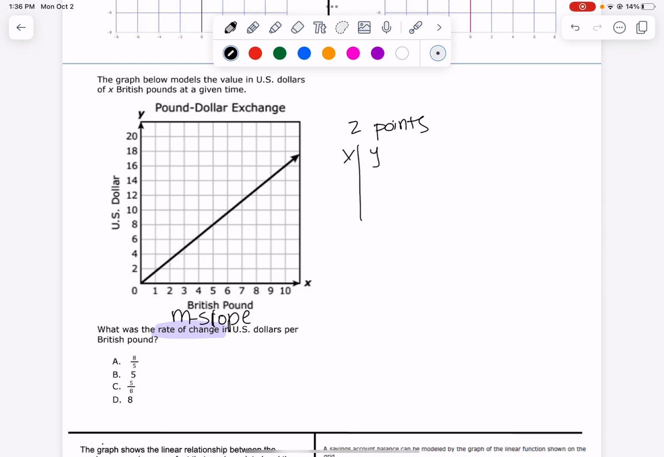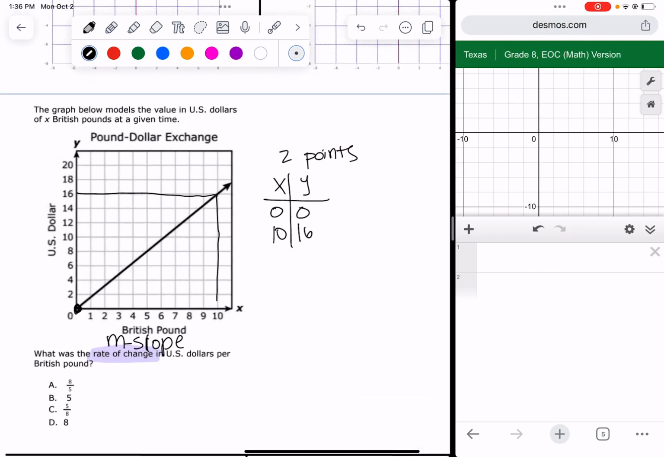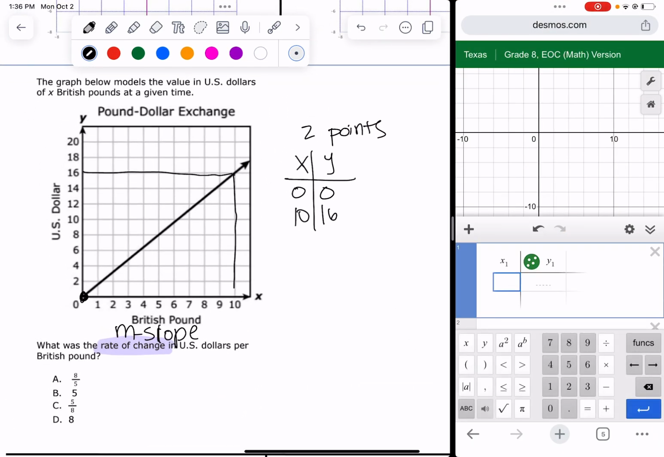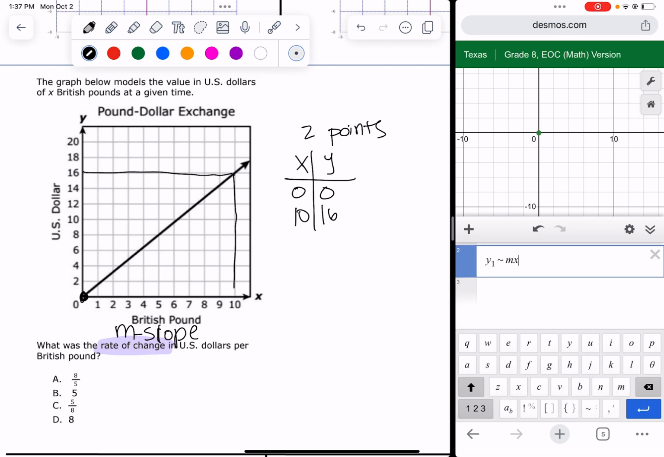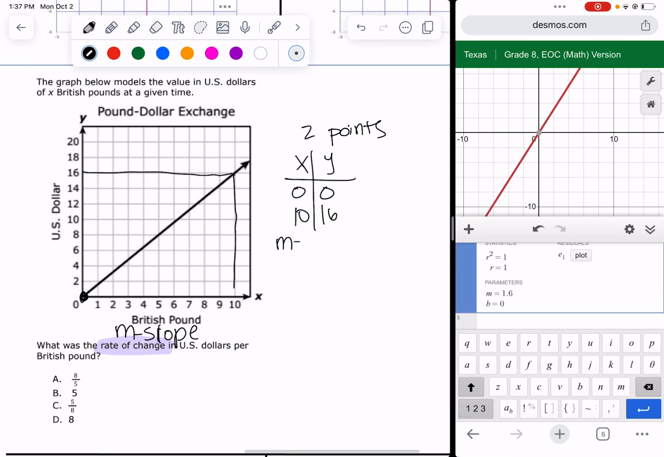We need to make a table, X, Y. So we have (0, 0). This is a good one. And then we have right here (10, 16). So when we go to Desmos, we are going to open Desmos, and we are going to make a table, 0, 0, 10, 16. And we're going to write our equation. Y1 tilde mx1 plus b. And that gives me m equals 1.6. So I know it's 1.6.